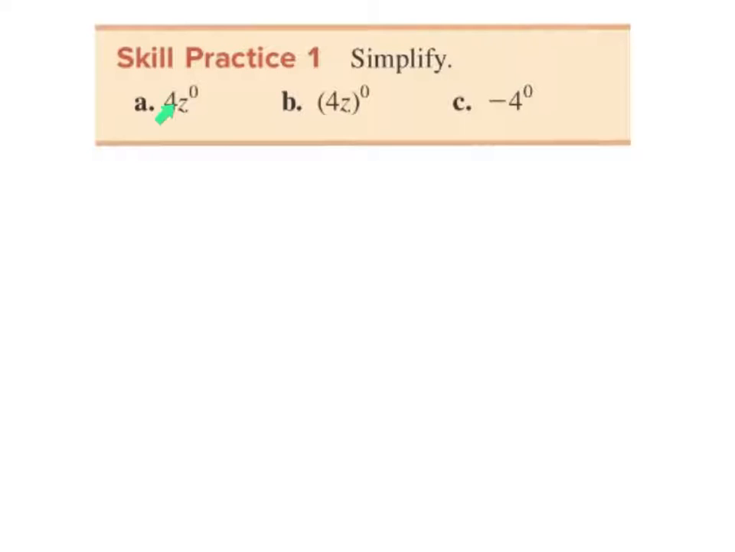On this first one here, what is being raised to the 0 power? Z. Just z. The 4 is not being raised to the 0 power. So what is z to the 0 power? 1. Okay, so really this is just 4 times 1, which is 4. How many had that one correct? Okay, good. Now this case, everything's being raised to the 0 power. Anything to the 0 power is 1. Piece of cake.